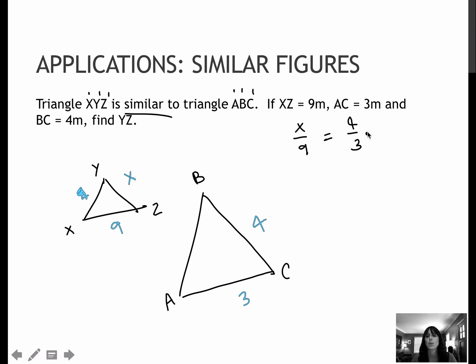There's a lot of correct ways to do it. That's just the way that I chose. Some people would write x over 4, 9 over 3, same idea. Cross multiply, 3x equals 36. Divide by 3 to get x equals 12. And so I know that the distance from Y to Z equals 12.